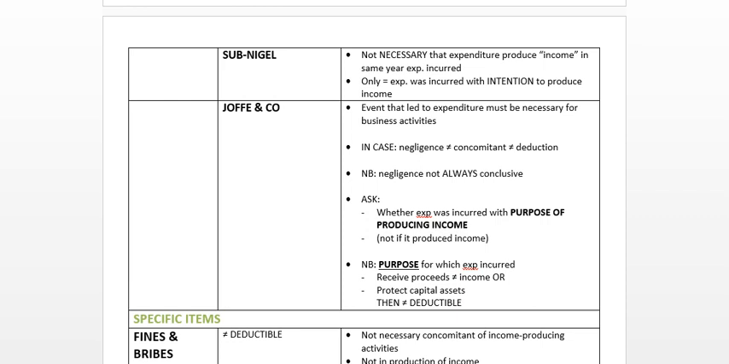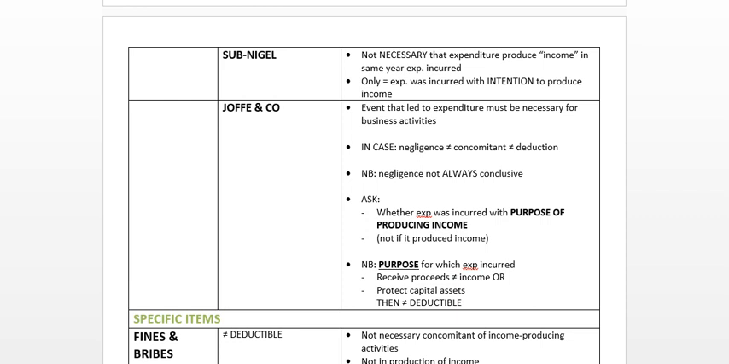Sub Nigel said that it's not necessary that the expenditure produce income in the same year as the expenditure is incurred. So only expenditure incurred with the intention to produce income. Basically, the expenditure does not necessarily need to relate to the year when the income was received.